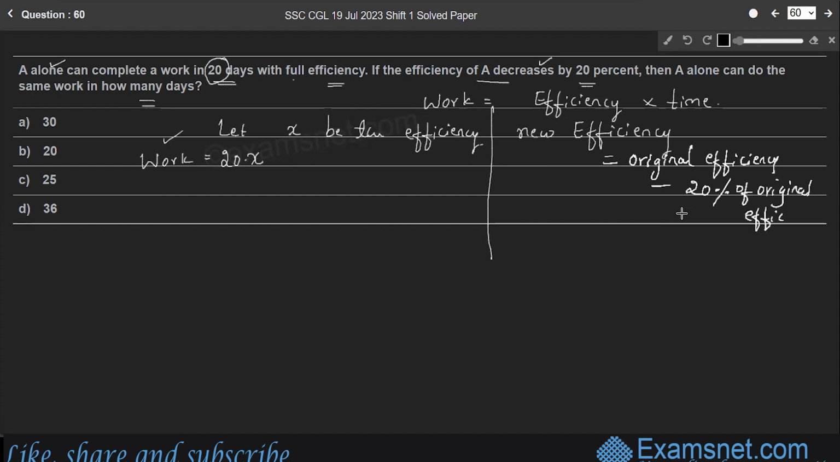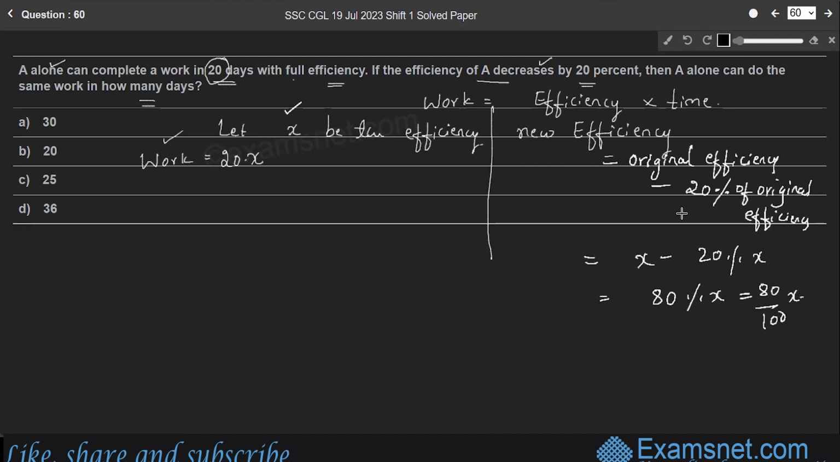Right? So which is nothing but only 80% of his original efficiency. Here we have assumed X as his original efficiency. X minus 20% of X is his new efficiency, which is 80% of X, nothing but 80 by 100 X is his new efficiency.